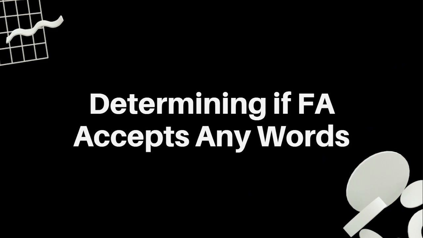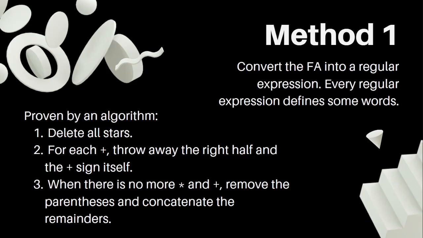So we already know the concepts behind that FA. So we know L1 and L2 since they are just given, the complement of L1 and the complement of L2, as it was tackled in the past lessons, and now we just need to know how to know if an FA accepts any words. So the first method is just to convert the FA into a regular expression since every regular expression defines some words. A proof of this is by using an algorithm.